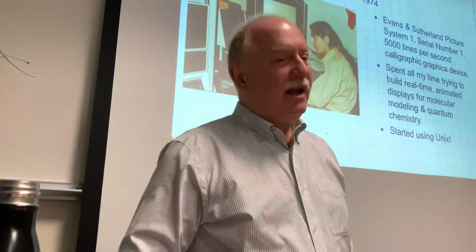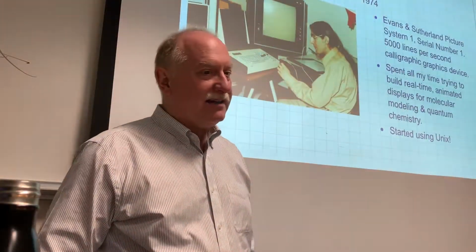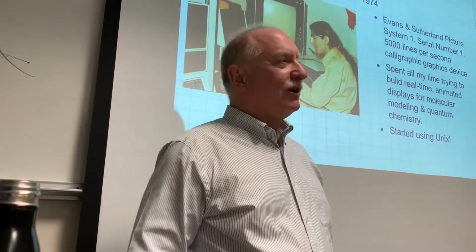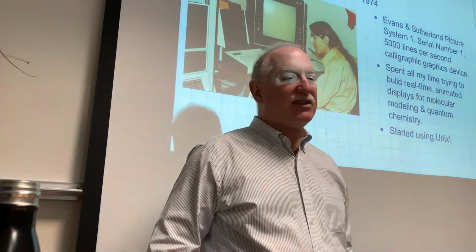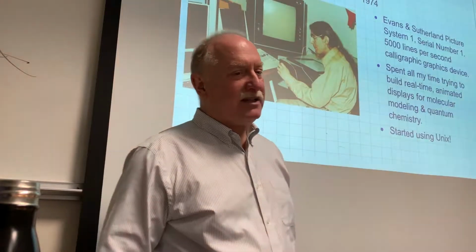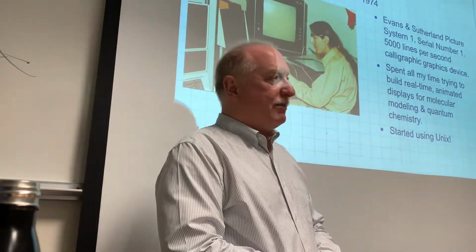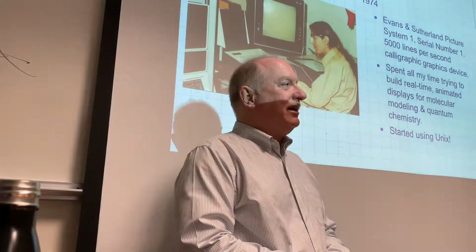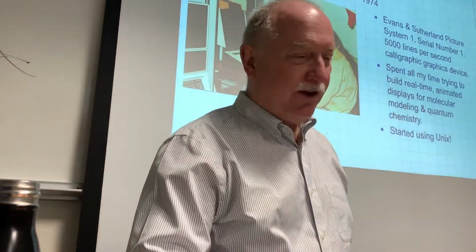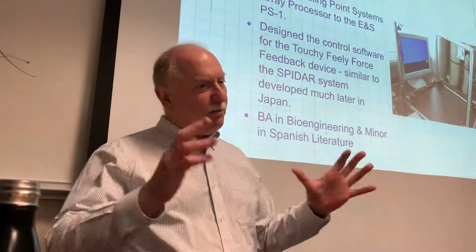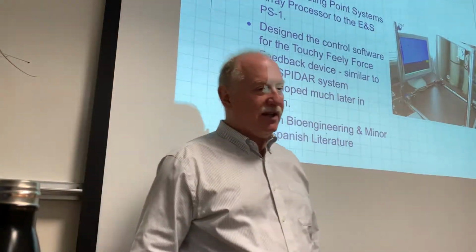All right, next. 1974, I got the Evans and Sutherland Picture System 1, serial number 1. Holographic line drawing system, 5,000 lines per second. I spent all my time trying to build real-time animated displays for molecular modeling and quantum chemistry. I started learning Unix. So I think of Unix as learn Unix forever, right? 1975, 76, I added a floating point processor array system into this.